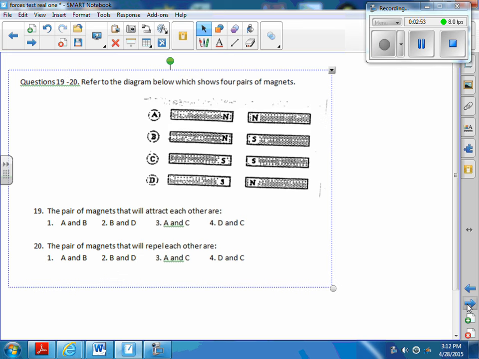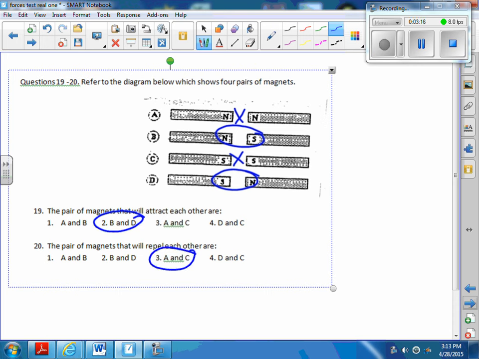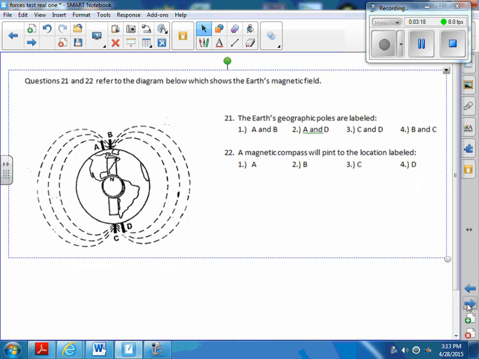Look at questions 19 through 20 by looking at the diagram. The pair of magnets that will attract each other, so opposites attract. Attract, attract, repel, repel. The ones that attract each other are B and D. The pair of magnets that repel each other are A and C. Opposites attract, likes repel. All right, this one was tricky. A lot of you got this one wrong.